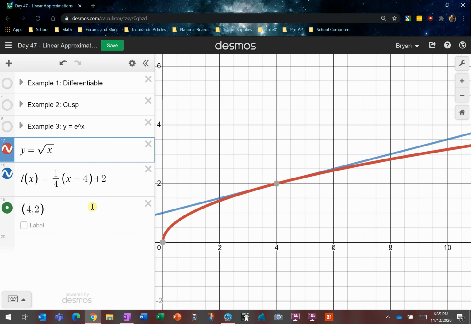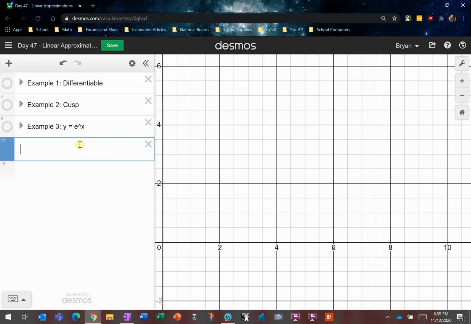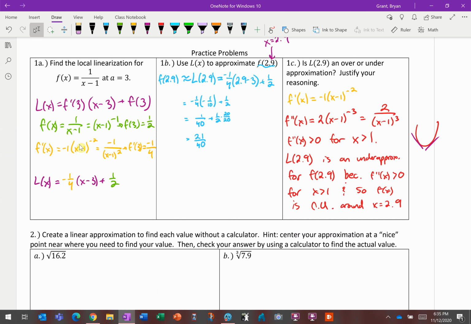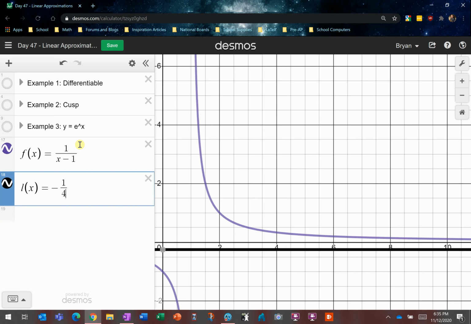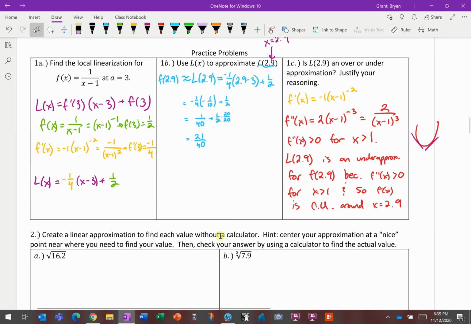So here we go. We're going to go ahead and get rid of this weird square root guy. We're going to graph our equation. F of x equals 1 over x minus 1. There's that guy. They're asking us to write a tangent line at 3. So we had our L of x equals negative 1/4 times x minus 3 plus 1/2. That's looking good so far. Pretty darn tangent. I'm proud of us.